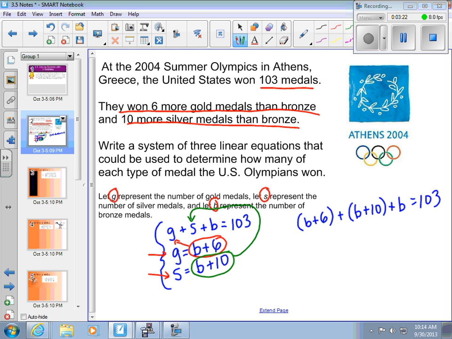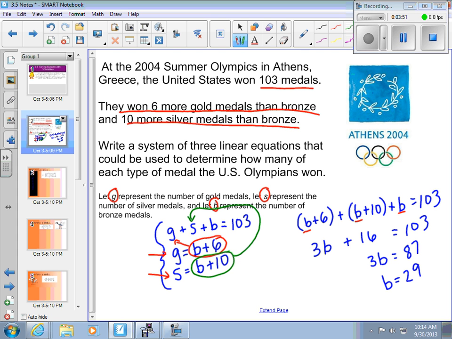So first let's combine like terms. It looks like there is a total of 1, 2, 3 bronze, so 3B. If we add up our numbers here, 6 plus 10 would be 16, equals 103. Now keep solving, subtract 16 from 103, and that leaves us with 87. If we divide by 3, the number of bronze medals is 29.